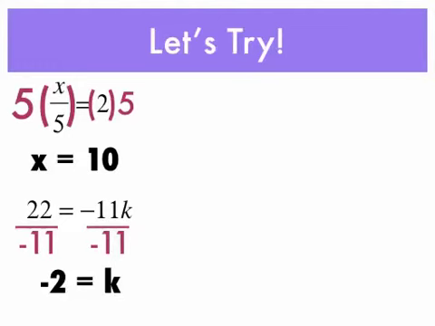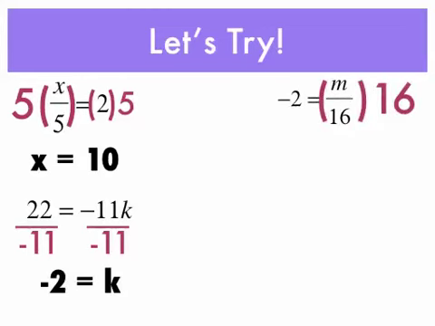The next example says negative 2 equals m divided by 16. Remember, what is happening to the variable is dividing by 16. The opposite of dividing by 16 would be multiplying by 16. Whatever I do to one side, I have to do to the other side of my equation. When I do 16 times a negative 2, I get a negative 32 equals m.